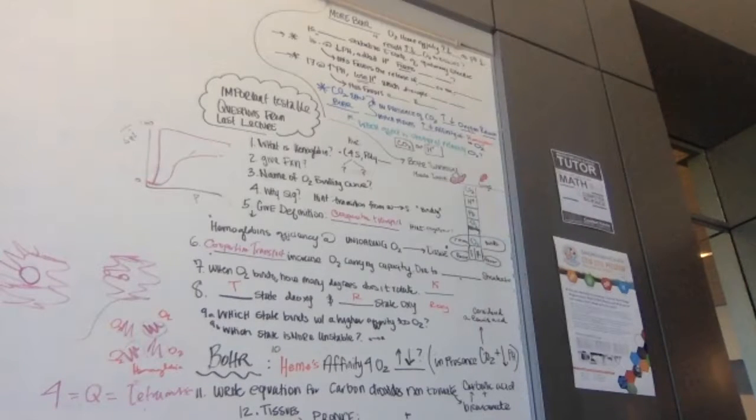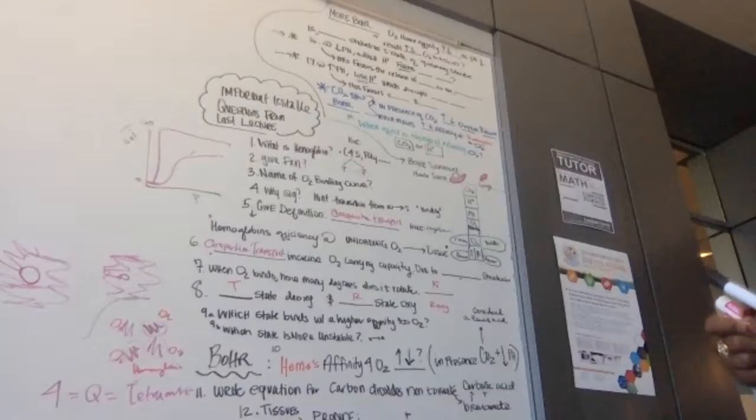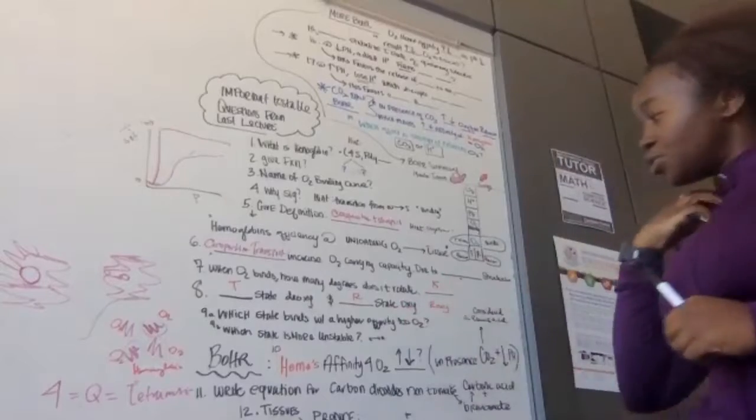Okay. Next question: which state binds to a higher affinity of O2? So the R. Oh, right. No, T. Wait, because which one? It's unbound. Oh, I see. I'm reading it wrong. I have T for 9A, and I don't know if you guys agree, because when it's unbound, it wants to accept more oxygen. Which state binds with a higher affinity to O2?